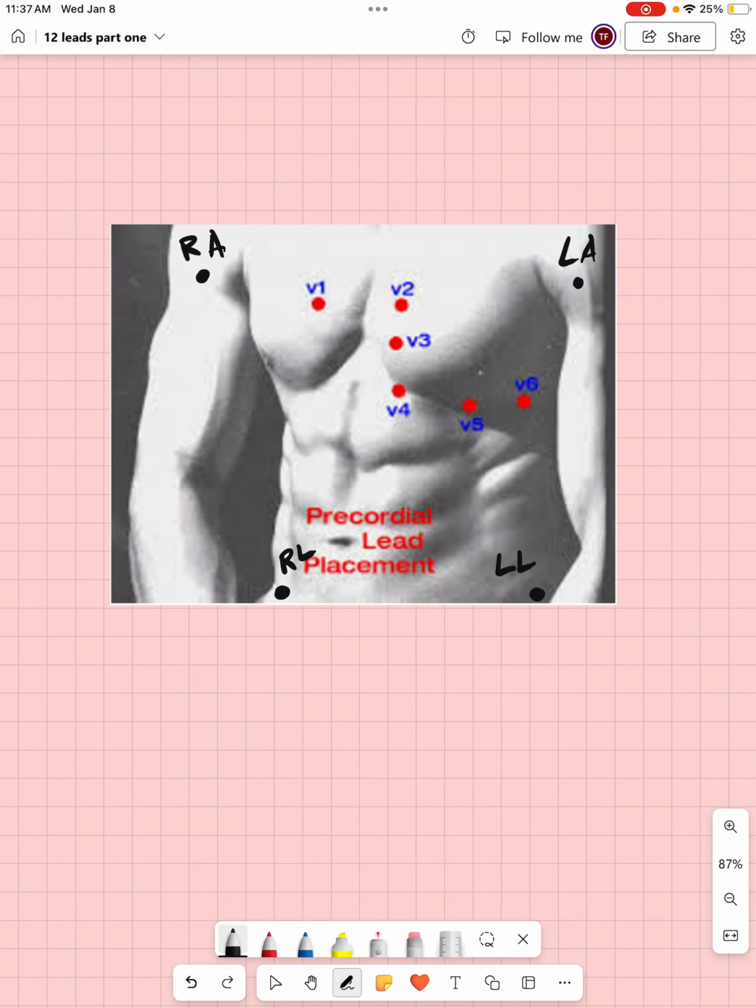Last but not least, we got V6. It's going to be level with V5 at the mid-axillary line, basically the midway point of the armpit is what we're looking at.